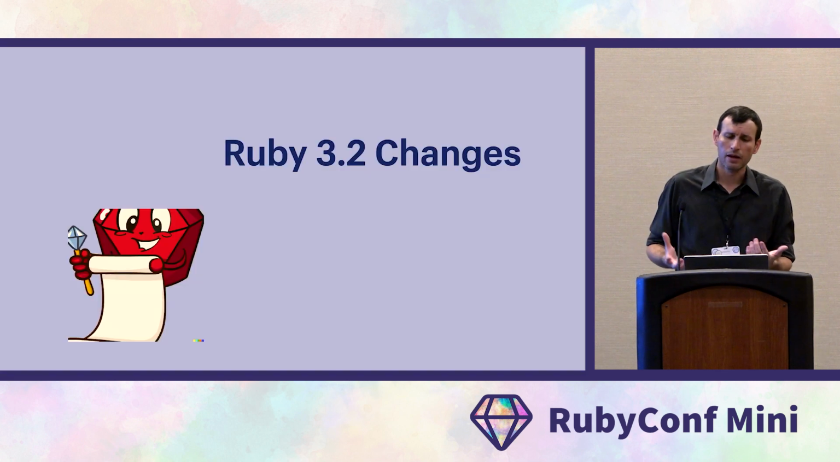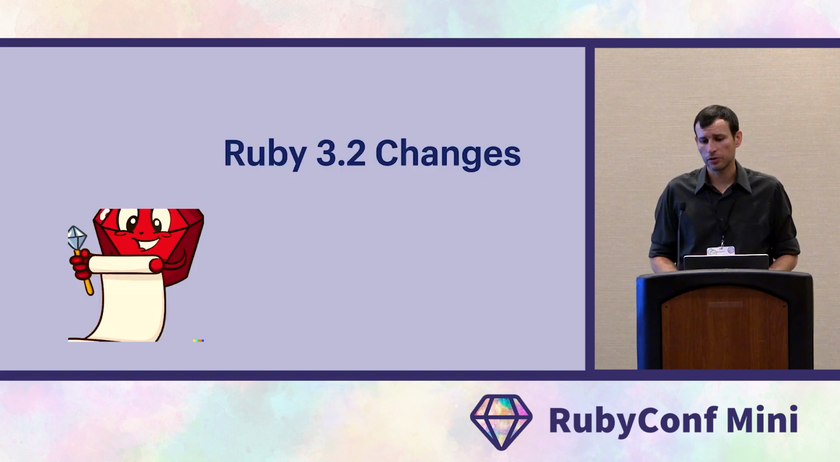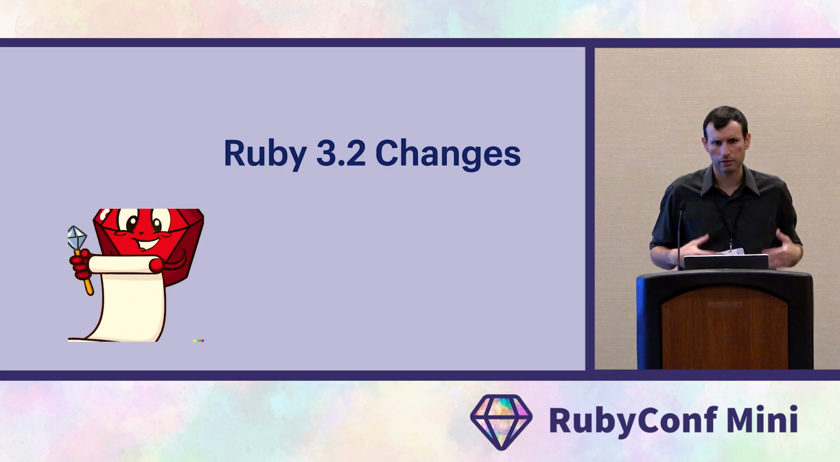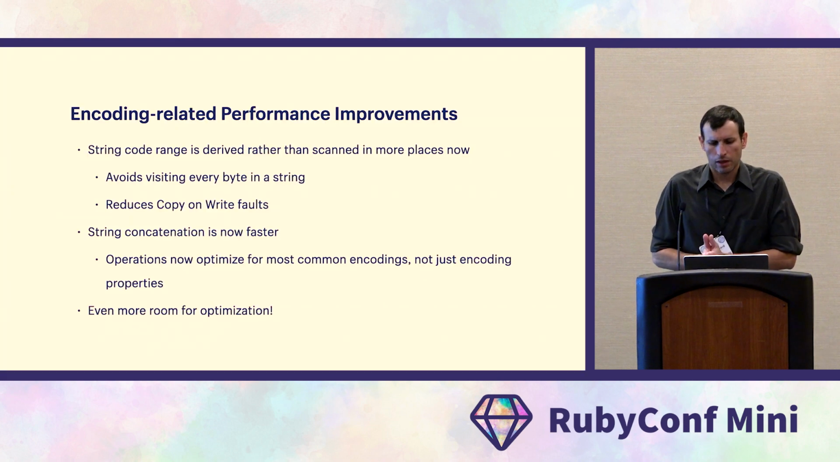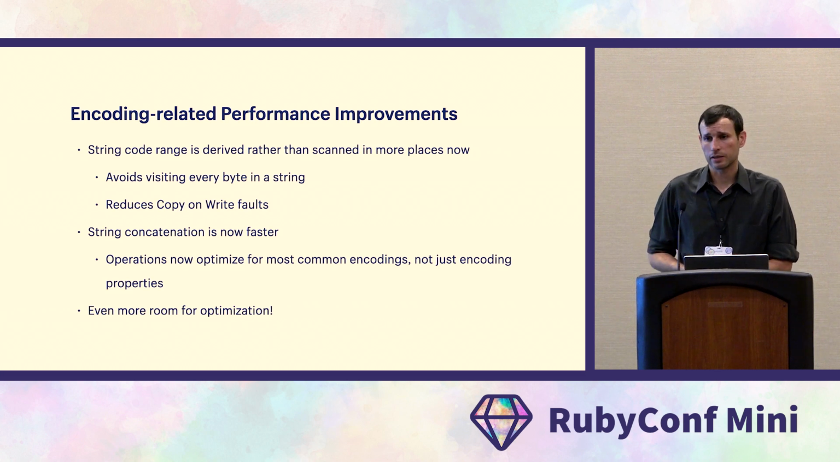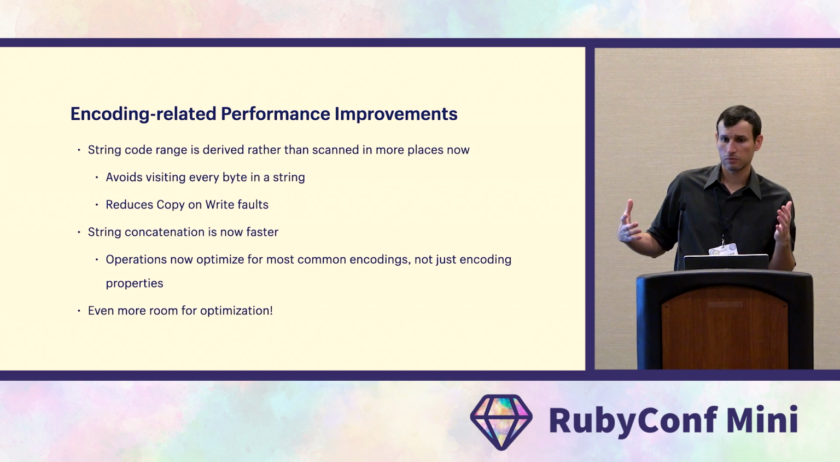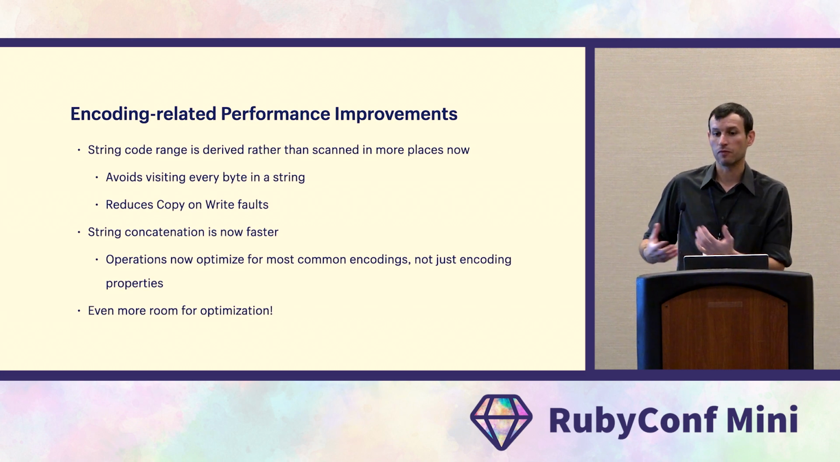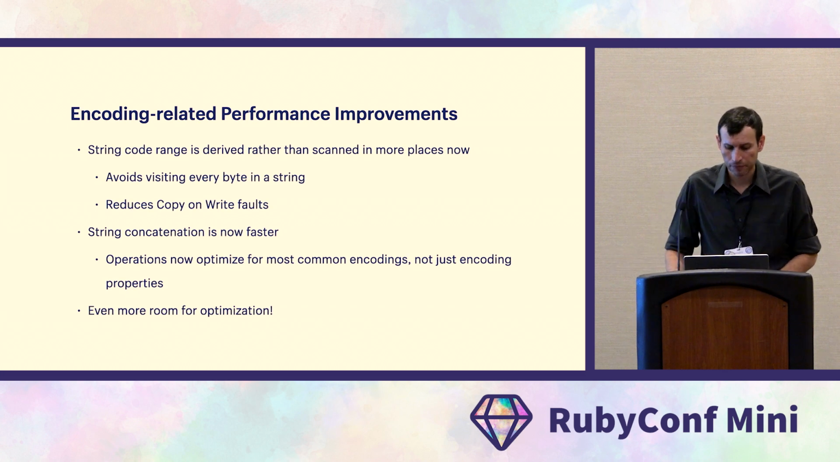Tying this all together, I'm happy to say that in Ruby 3.2 there have been changes to try to speed some of this up. A lot of this was spearheaded by a colleague of mine named Jean Boussier. He goes by Byroot if you look at the Ruby commit list. One of the ways we're speeding things up is we're just invalidating the code range value less frequently. So if we can trivially derive what it should be, then we can avoid this expensive scan through the string.